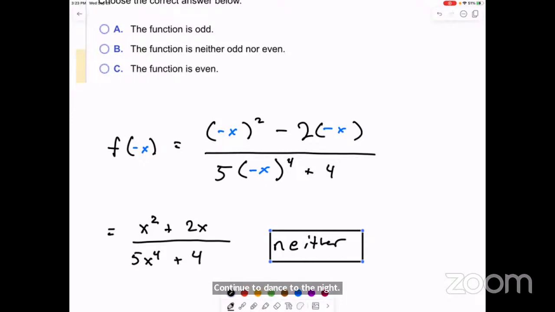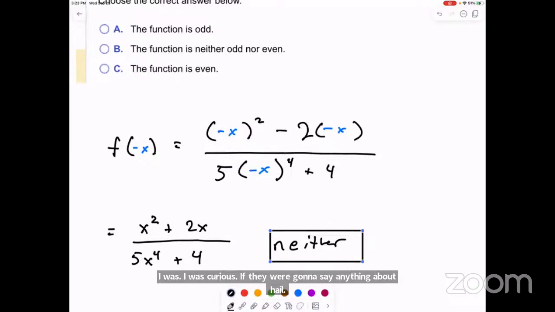Okay. I was curious if they were going to say anything about hail. But yeah, this should be an example of neither.